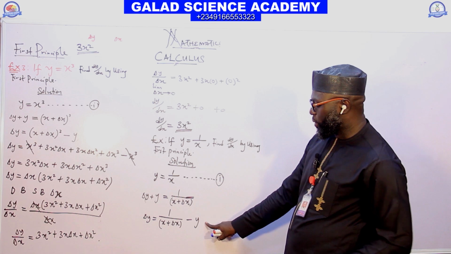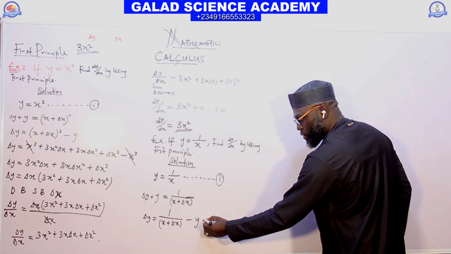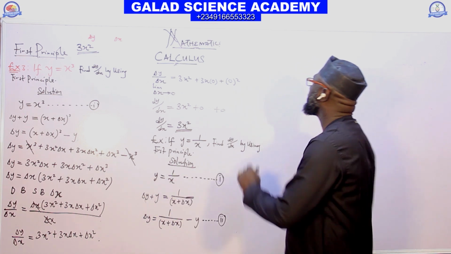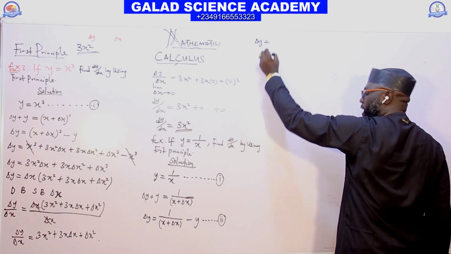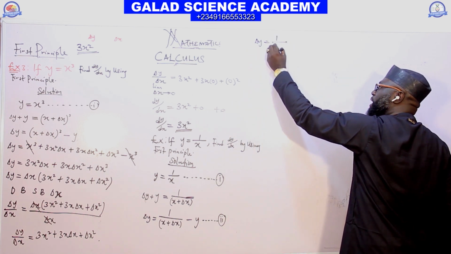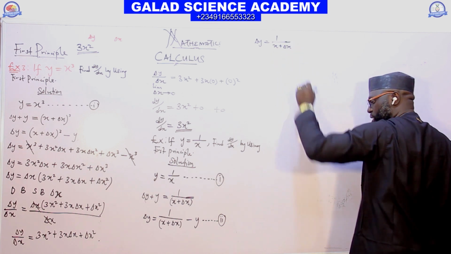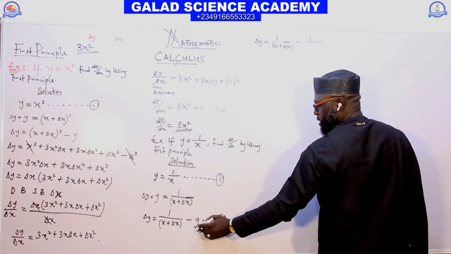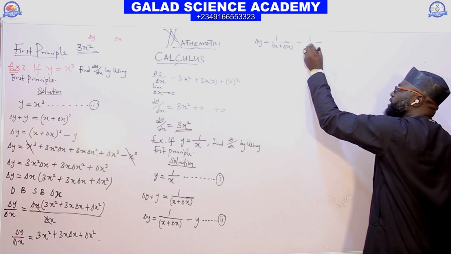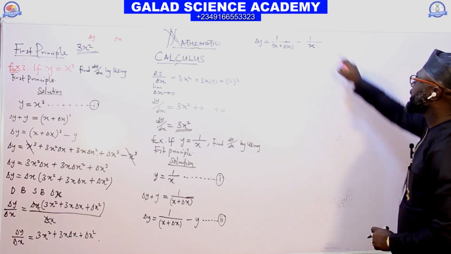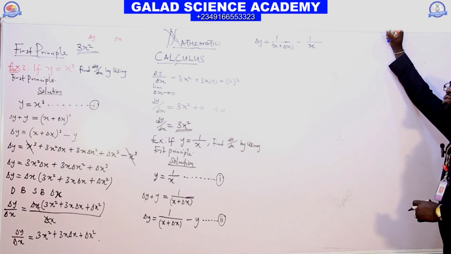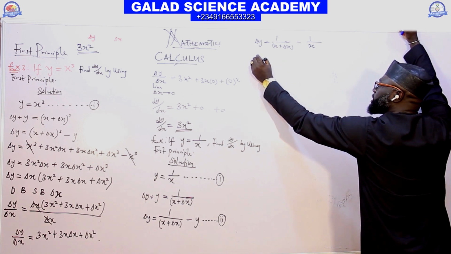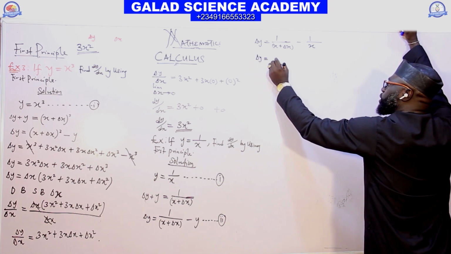So what is our y? You call this one equation 2. You will now substitute y here. Then you will have change in y should be equal to 1 over x plus change in x minus 1 over y, where y is 1 over x. So the next thing that we do here is we will find the LCM.